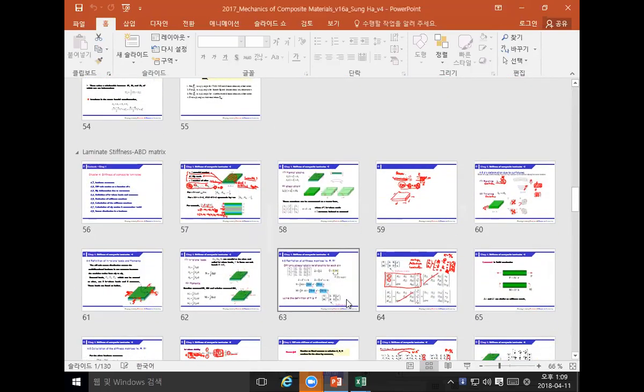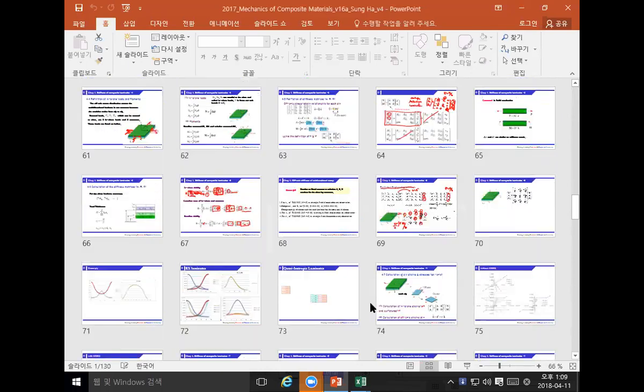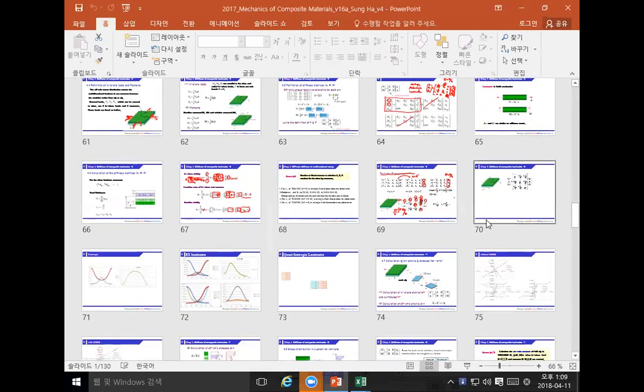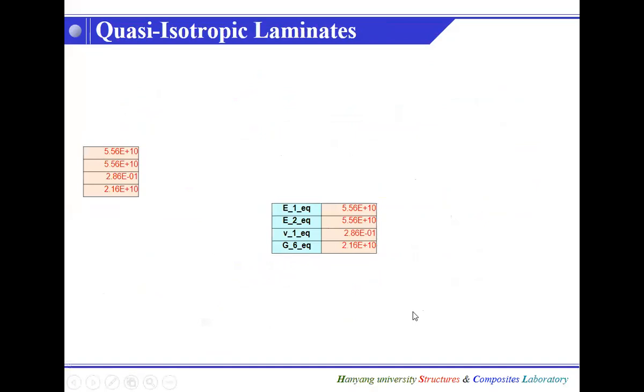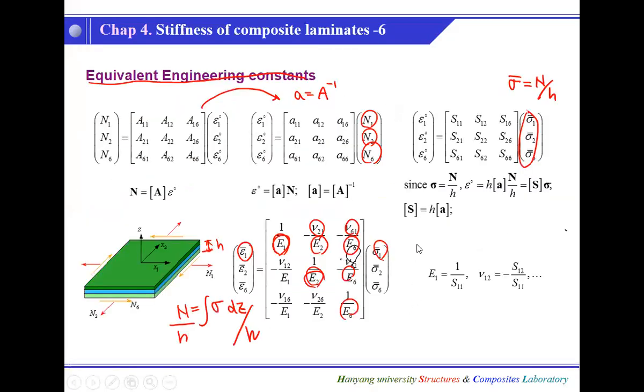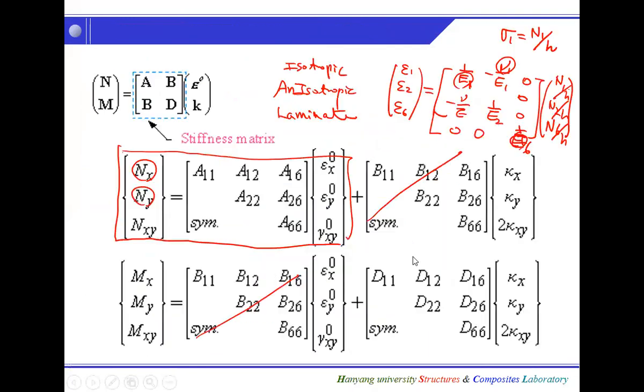Where are we? Okay. So now we are able to get the whole ABD matrix. Given a load, we are able to find the deformation, strain and curvatures. Now, strain and curvature is the deformation of a laminate, right? Laminate in-plane deformations and in-plane bending curvatures are at the laminate level.